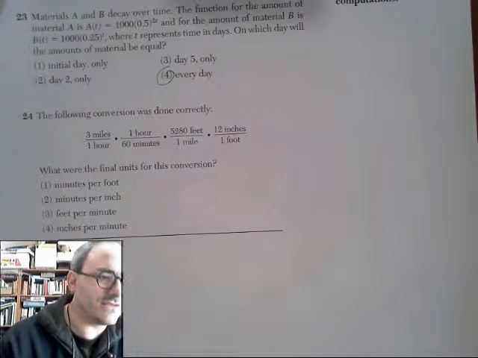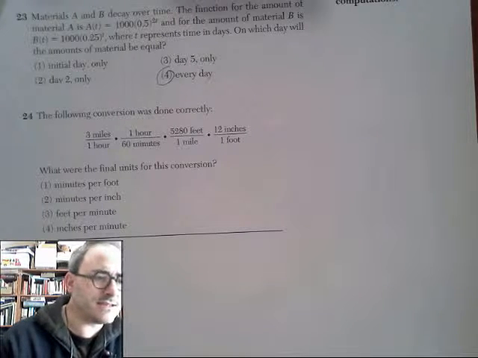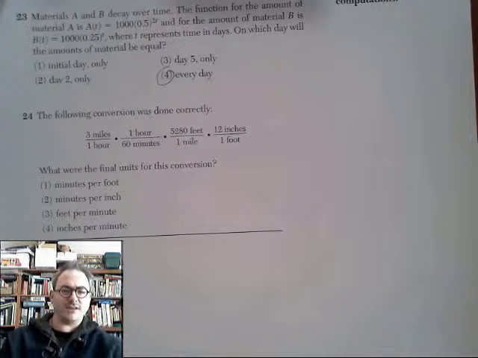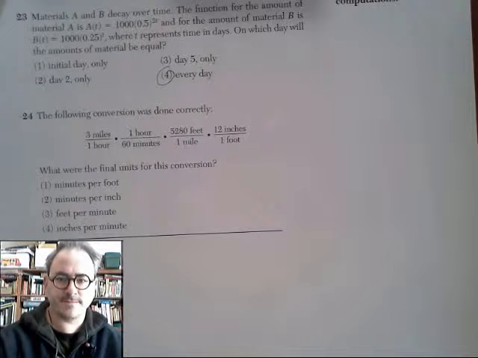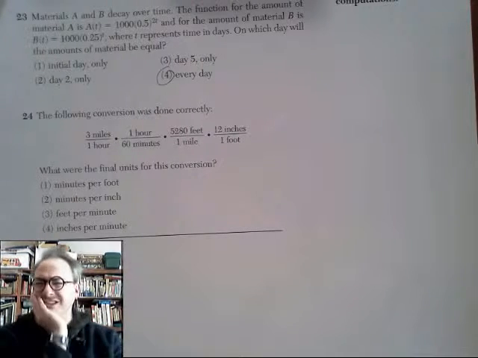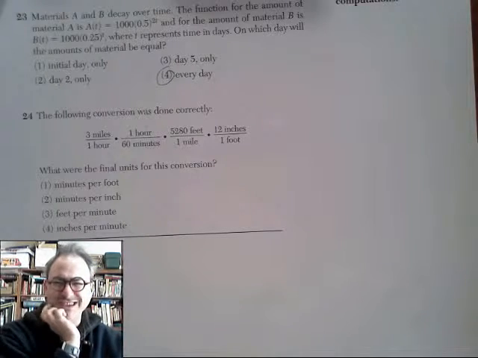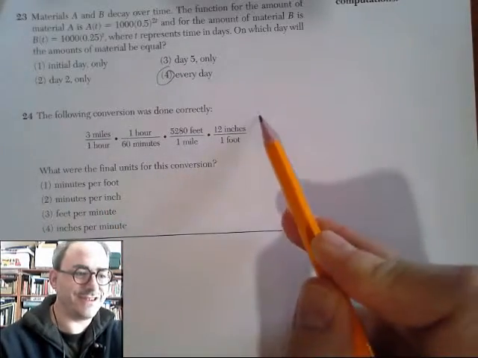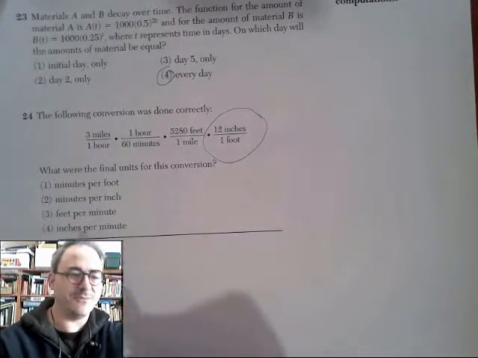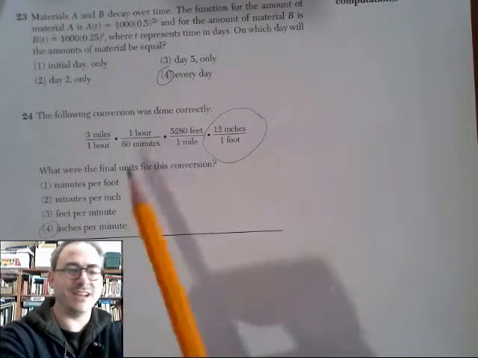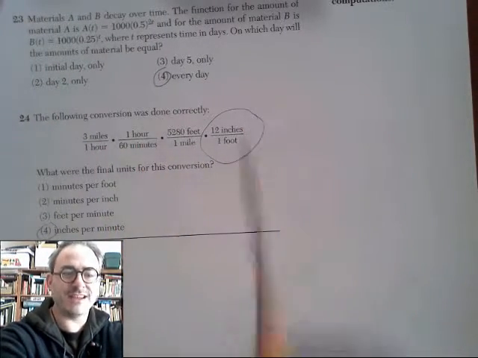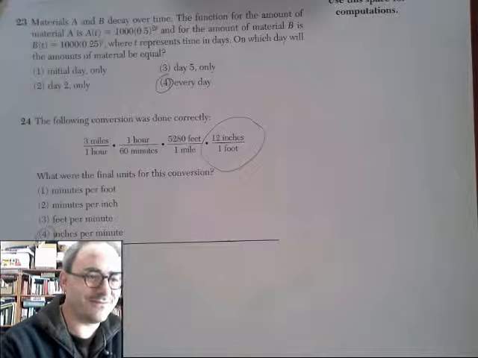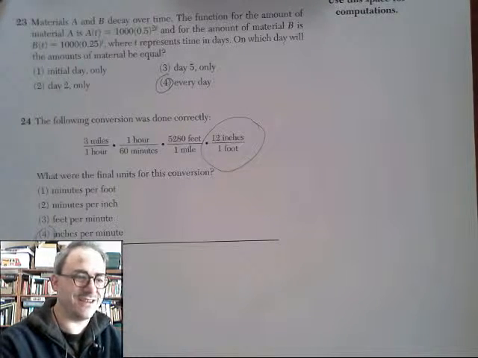What were the final units for this conversion? Feet per minute, minutes per inch, feet per minute, or inches per minute. Take a guess on this. Pause the video here and see what you come up with. So, I feel like this one is so easy that it's tricky. You're going to doubt yourself. It says, what were the final units in this conversion? Well, the final was the ones at the end. What is this conversion doing? It's trying to convert 3 miles an hour into how many inches per minute, type of thing. You know what I mean?